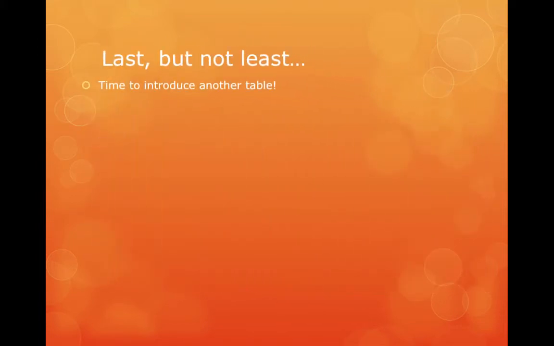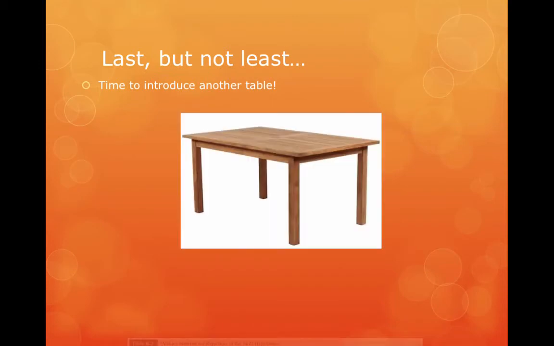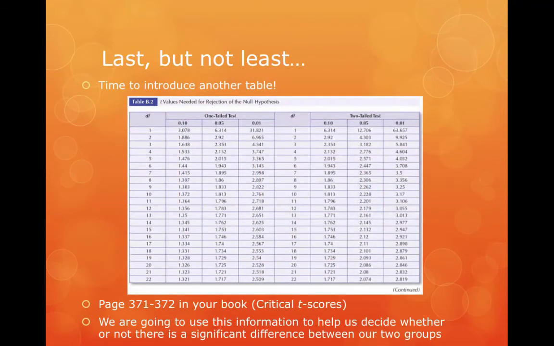Time to introduce another table. No, not that type of table, this table. So this is our critical t-scores, also known as our critical values for our t-test. And we're going to use this information to help us decide whether or not there's a significant difference between our groups. We're going to compare these critical values to our calculated t-test that we had in step 3 to actually make our decision.